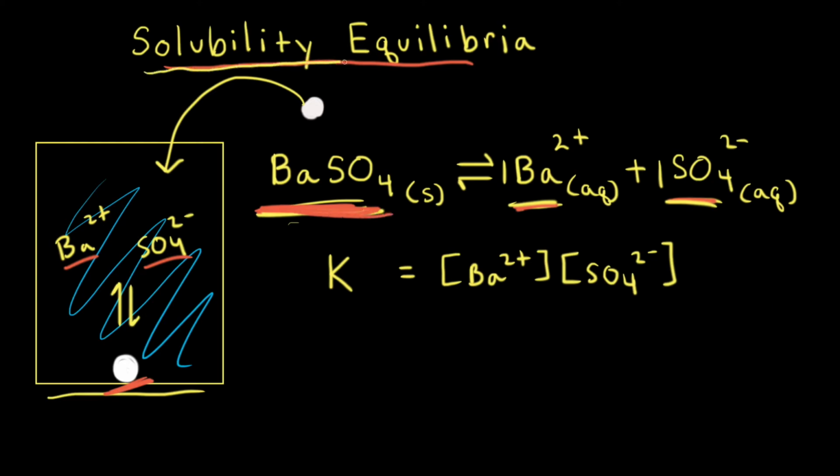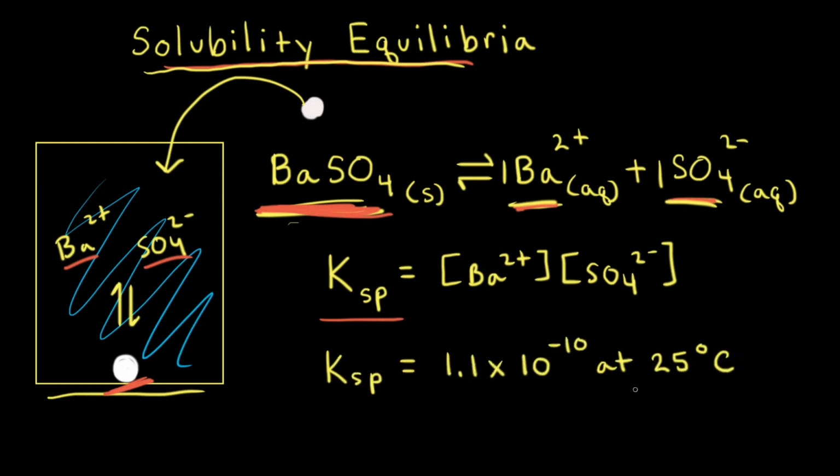For solubility equilibria, we would write KSP, where SP stands for solubility product. The solubility product constant, KSP, has only one value for a given salt at a specific temperature. That temperature is usually 25 degrees Celsius. And KSP indicates how much of that salt will dissolve. For example, at 25 degrees Celsius, the KSP value for barium sulfate is 1.1 times 10 to the negative 10th.